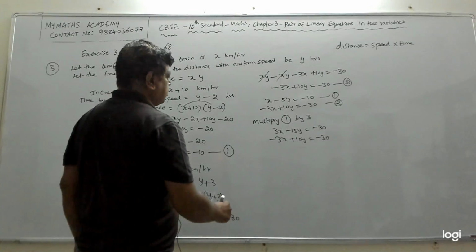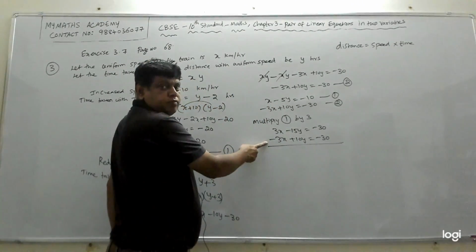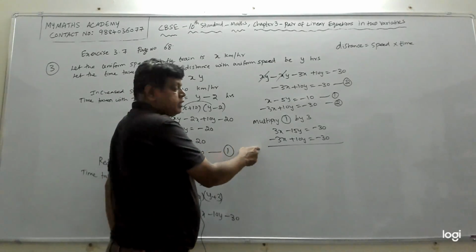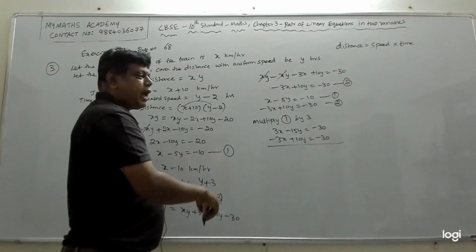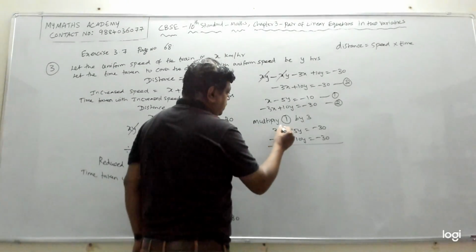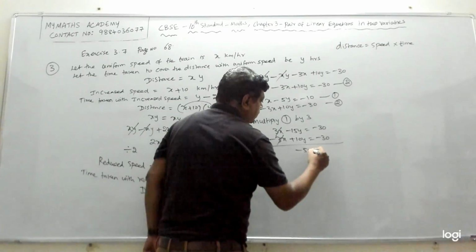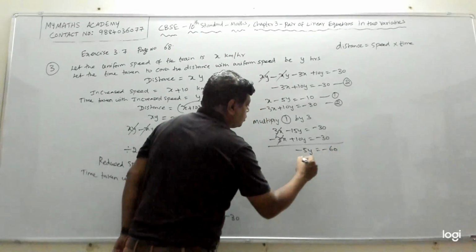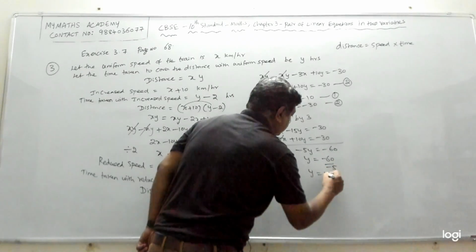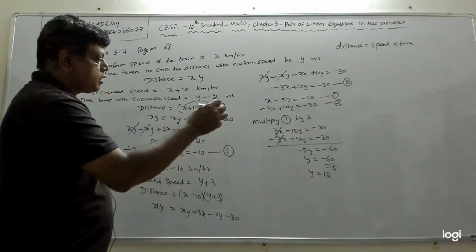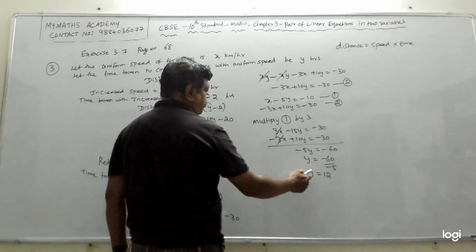Fine. Now, we should add or subtract. Now, this is plus 3x, this is minus 3x. So both have different signs. Different signs means we do not change the sign below, which means we need not subtract. We can directly add. So this is plus 3 minus 3. If I add, it will get cancelled. Minus 15 plus 10 is minus 5y. This is minus 60. So you get y equal to minus 60 by minus 5. Your y will become 12. Right? Minus minus will become plus. You will get plus 12. So y is 12.